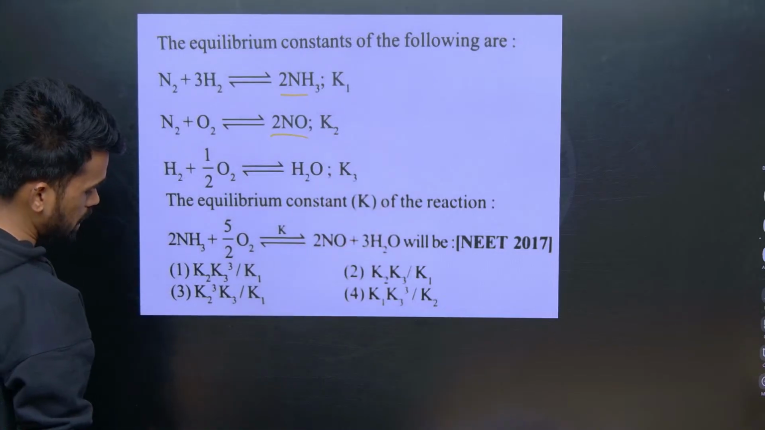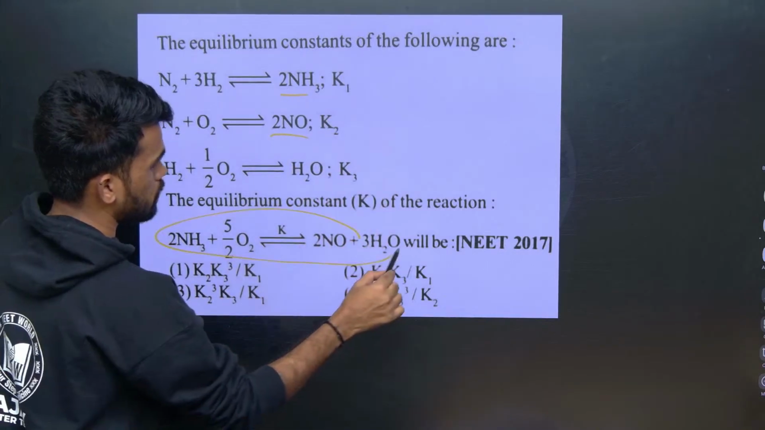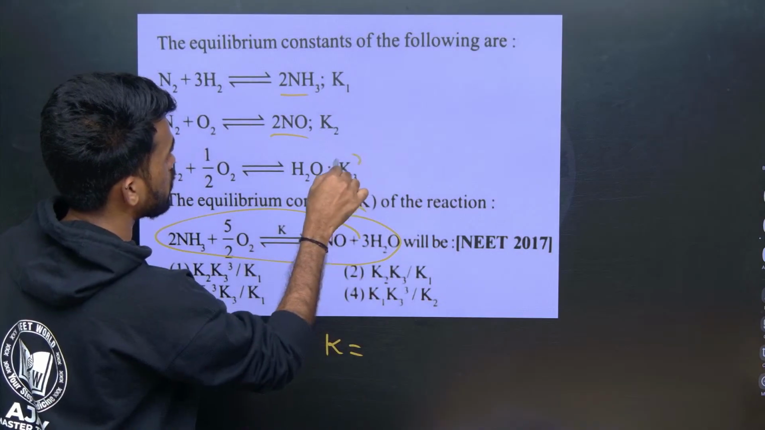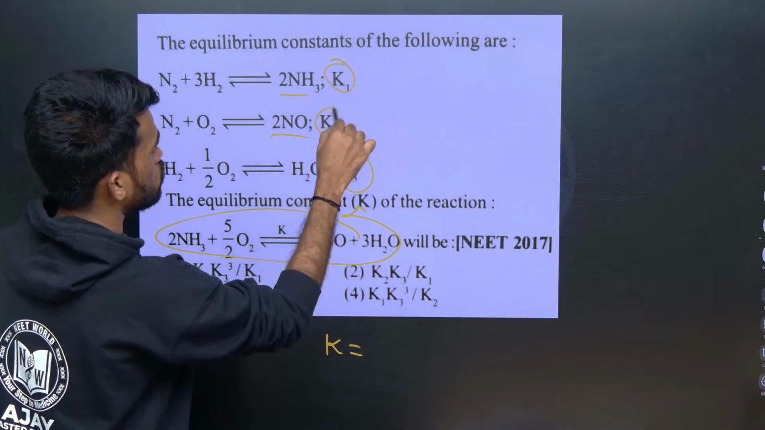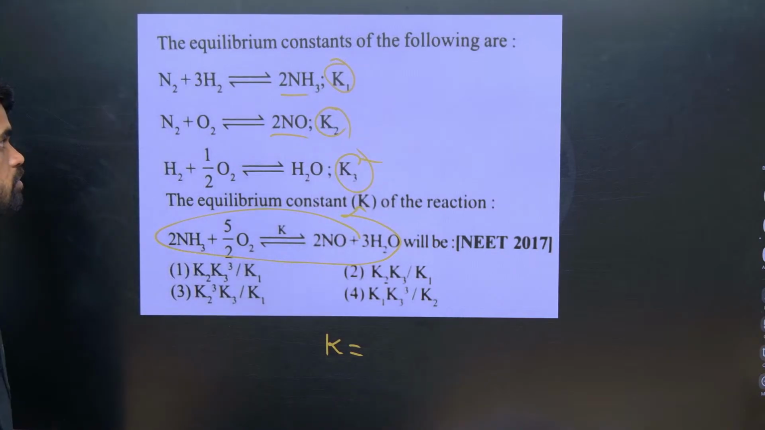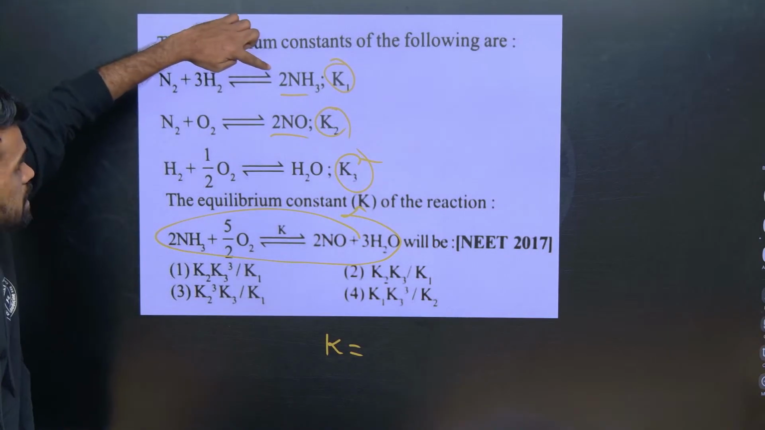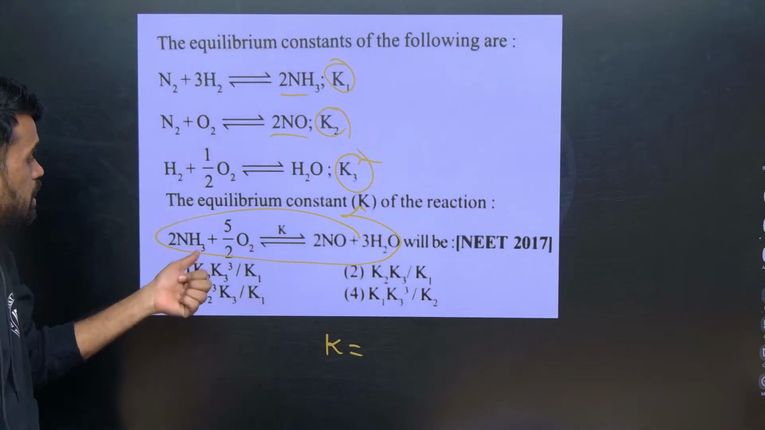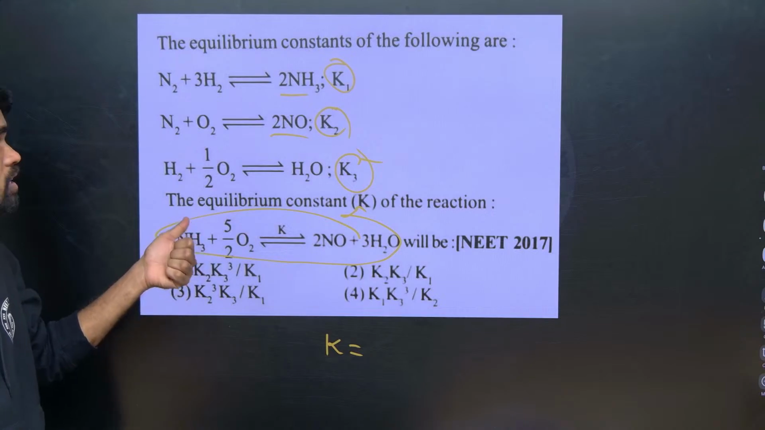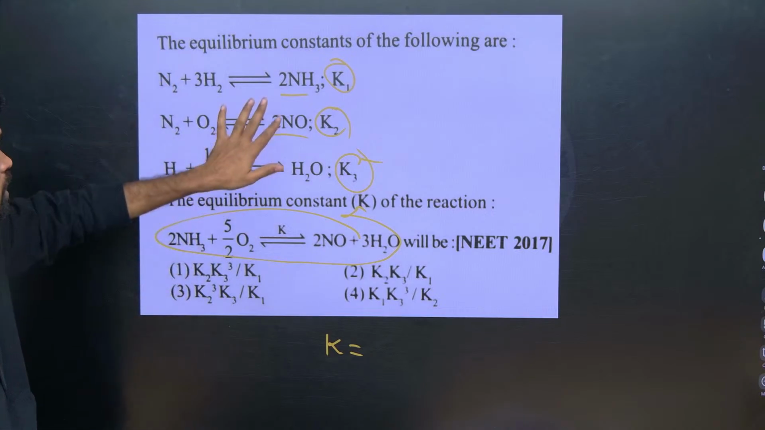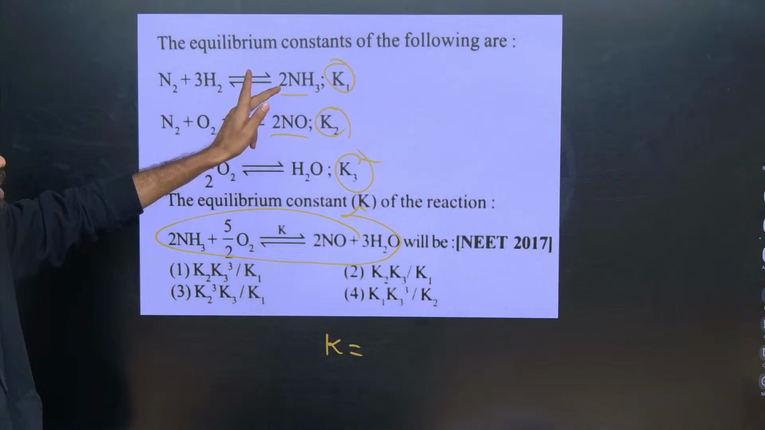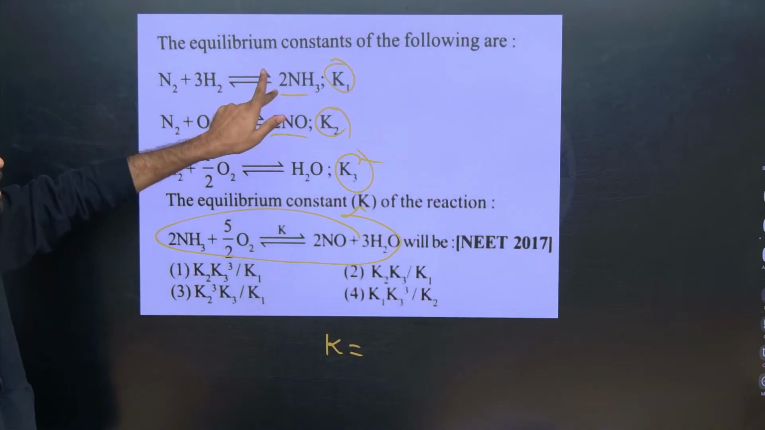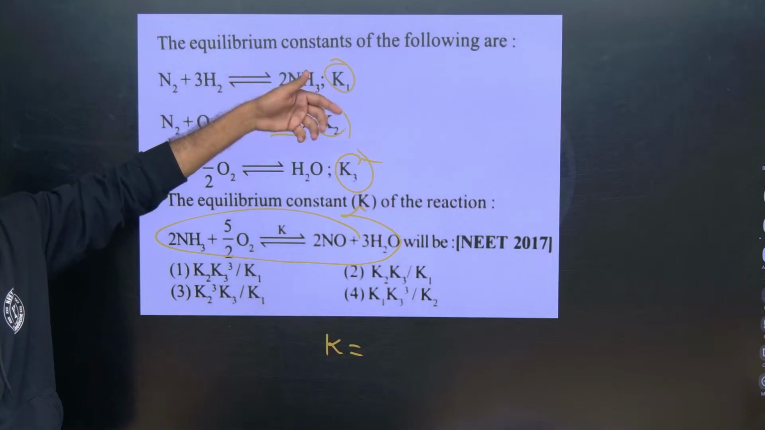How can we relate K for this reaction? The equilibrium constant is given as K. How can we relate this K to K1, K2 and K3? Let us look here. In the first reaction, ammonia is at the product side, but here it is at the reactant side. So I am reversing this equation. If we reverse it, ammonia becomes reactant, right? Whenever we reverse the reaction, its equilibrium constant will be inversed.